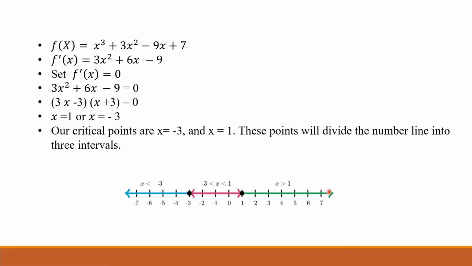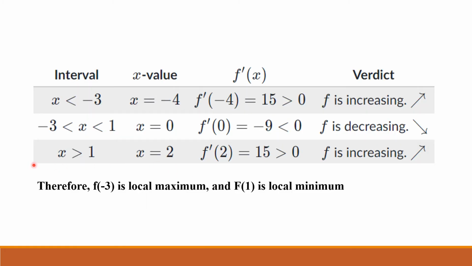Alright, so the first step, I set the derivative to 0. I found the two critical numbers and I put them on my number line, and I'm starting to check intervals before and after each critical number. Then I do my famous table.